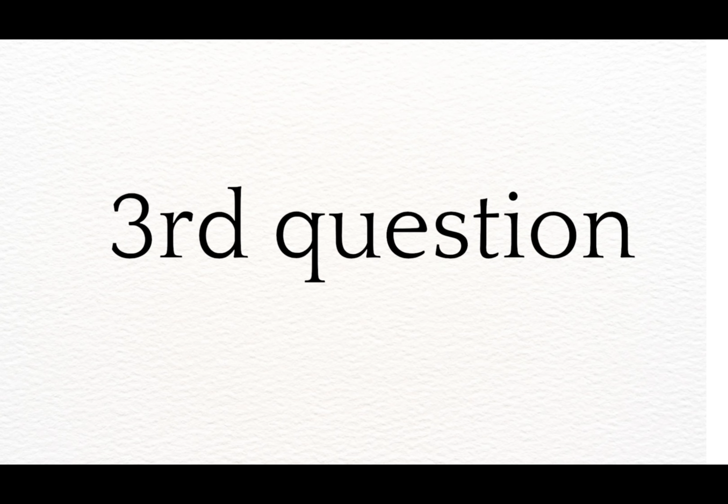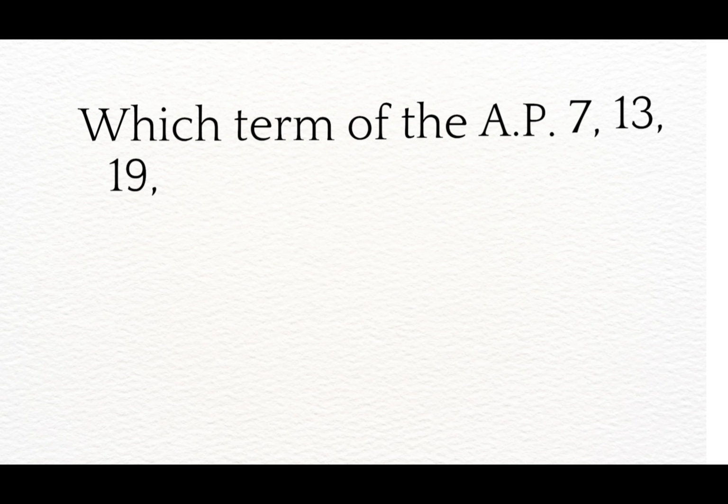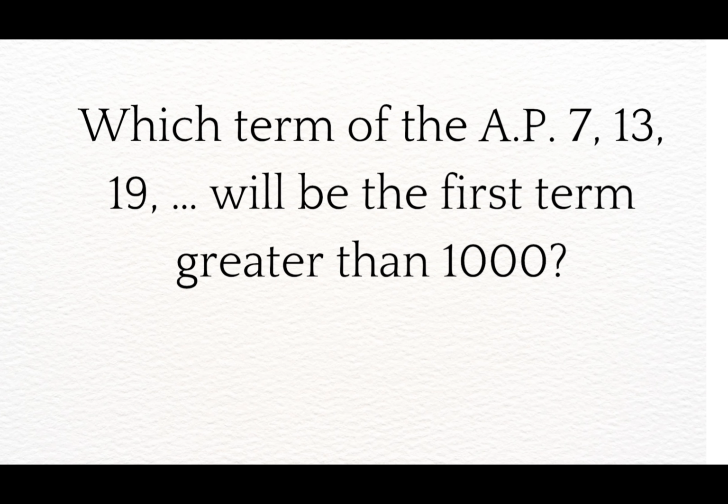Chapter 3. Find the position. Here comes the last monster. Which term of the arithmetic progression 7, 13, 19, and so on will be the first term greater than 1000? This one requires a bit of a strategy, a way to think about the problem.